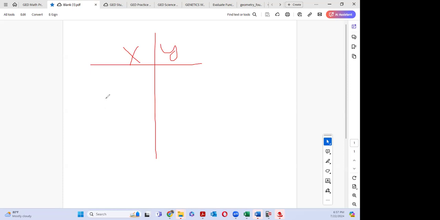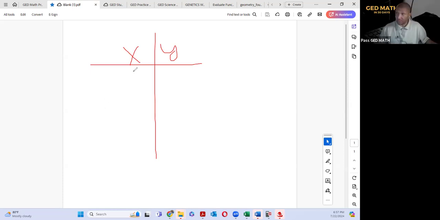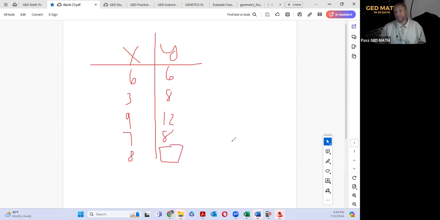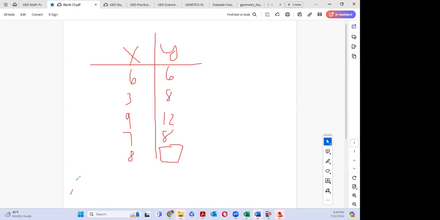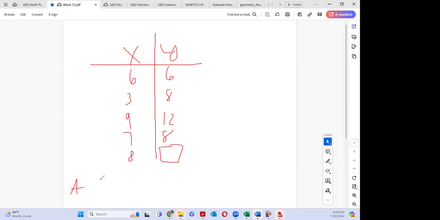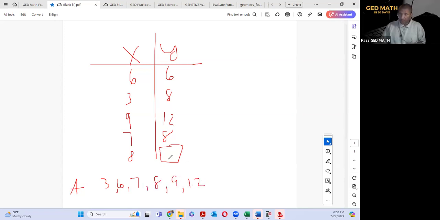Okay, so you know the function x and y. So let's do x: 6, 3, 9, 7, 8. And y is 6, 8, 12, 8. And we have a missing one, correct. So we have multiple choices: 3, 6, 7, 8, 9, and 12. So what number can go as y to make it a function?